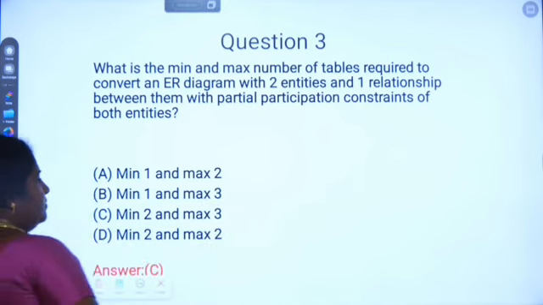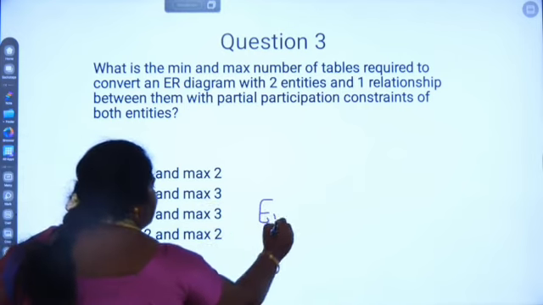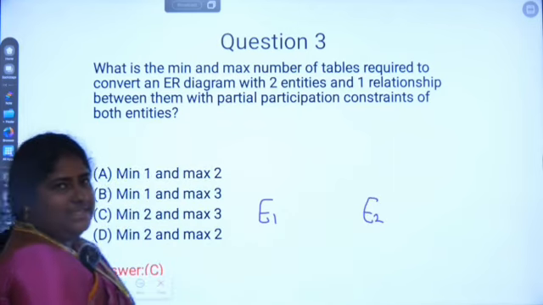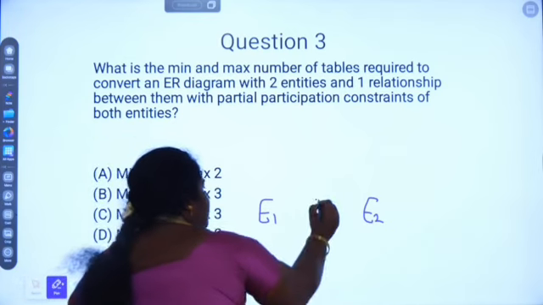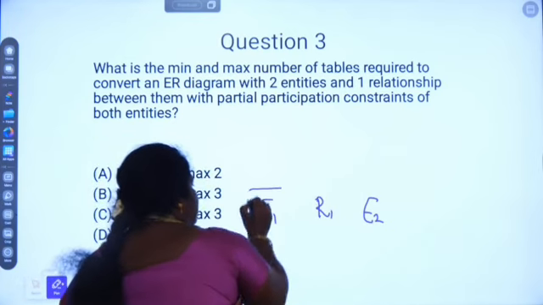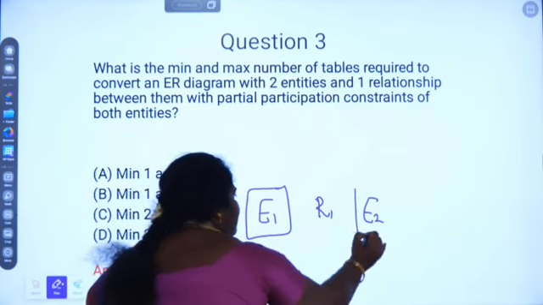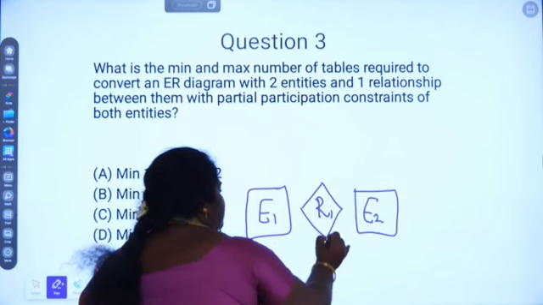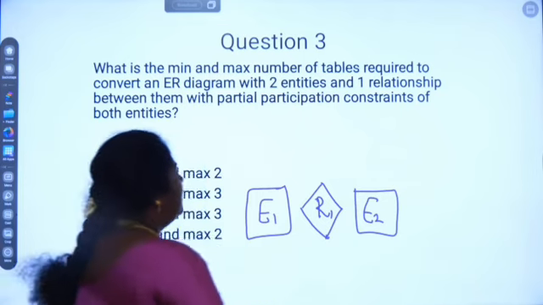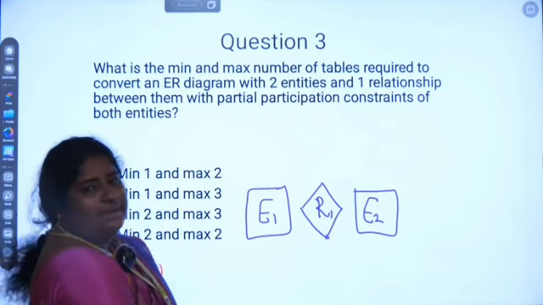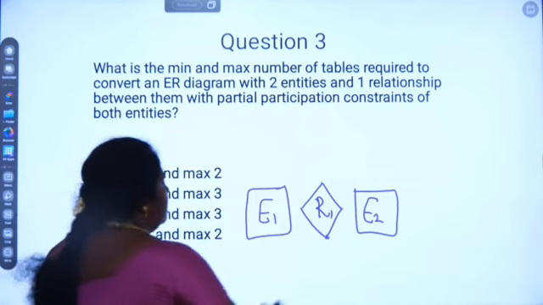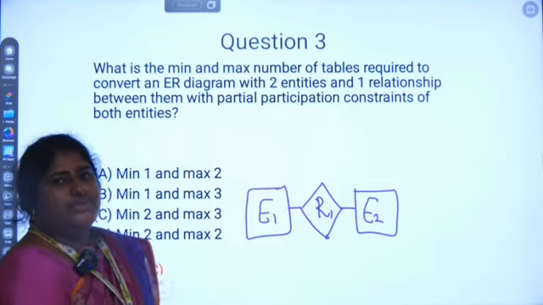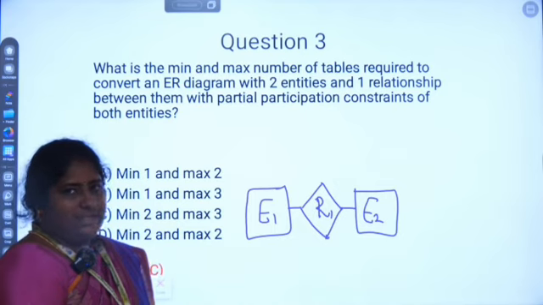So two entities, which we are going to consider as E1 and E2. Each entity is connected by a relationship called R1. This is entity E1, this is entity E2, and this is the relationship between them. Here it is told that it is going to be a partial constraint, so in that case it is given as single arrows. So here we need to consider two things.